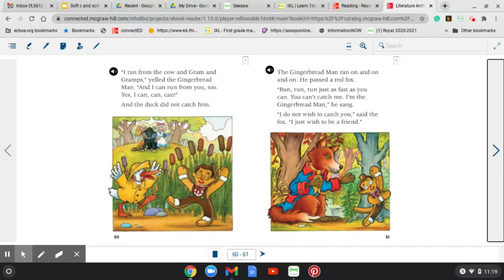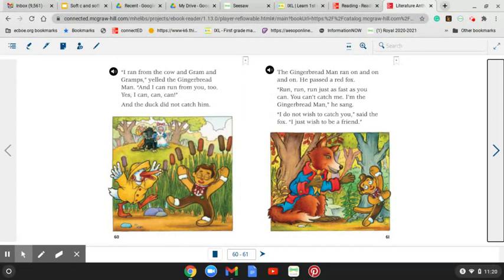"I ran from the cow and Graham and Gramps," yelled the gingerbread man. "And I can run from you too. Yes, I can." And the duck did not catch him.